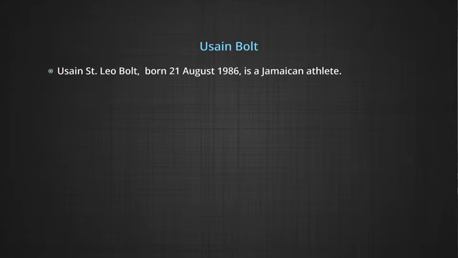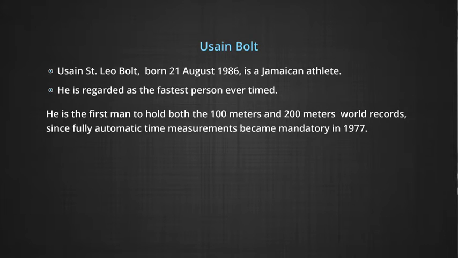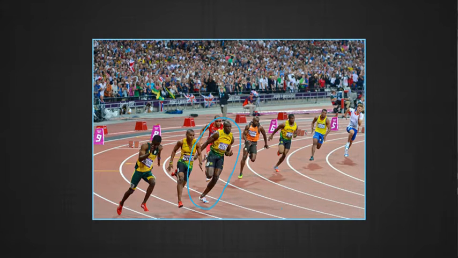Let us consider the distance travelled by Usain Bolt. Usain Bolt, born 21st August 1986, is a Jamaican athlete, regarded as the fastest person ever timed. He is the first man to hold both 100 meters and 200 meters world records as of today. Since fully automatic time measurements have become mandatory since 1977, we have timing for him. You can see him in the race.